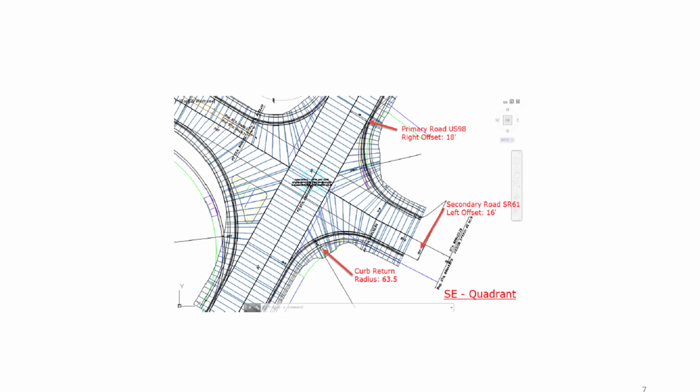If we zoom in to the southeast quadrant dimensions, we can see that the offset alignments for primary road US 98 has an offset definition value of 18 feet. The secondary road SR 61 left offset alignment definition value is 16 feet. It's been rounded up from 15.9. The curb return southeast quadrant perimeter radius value is 63.5.